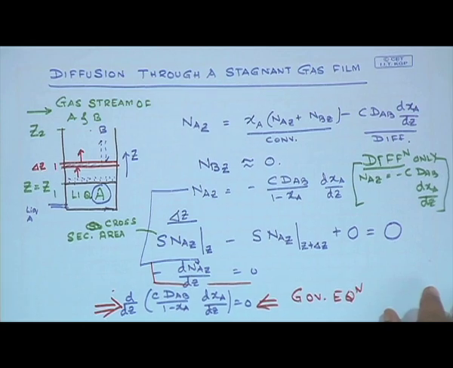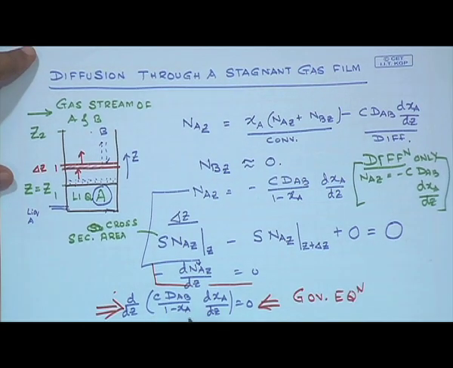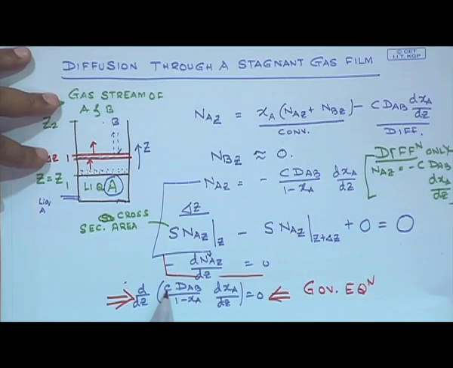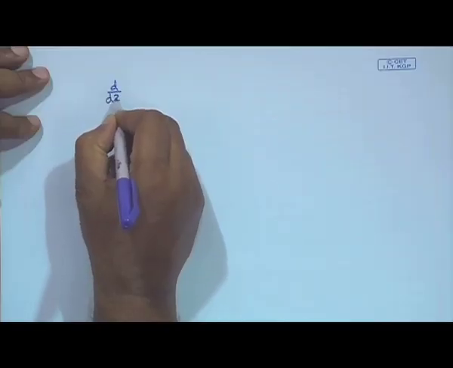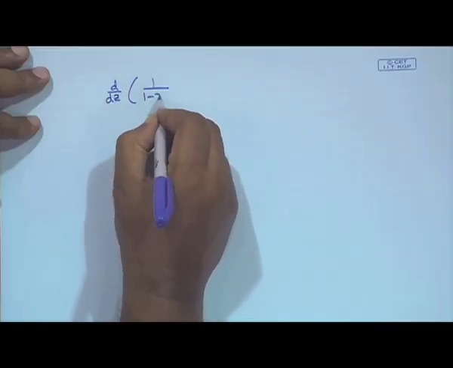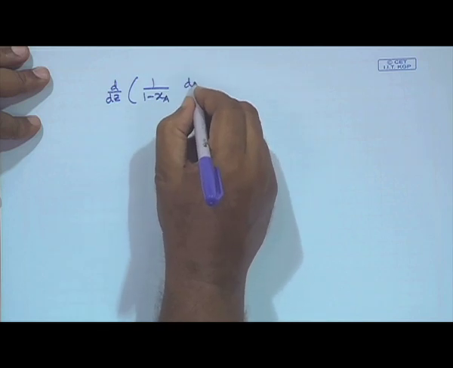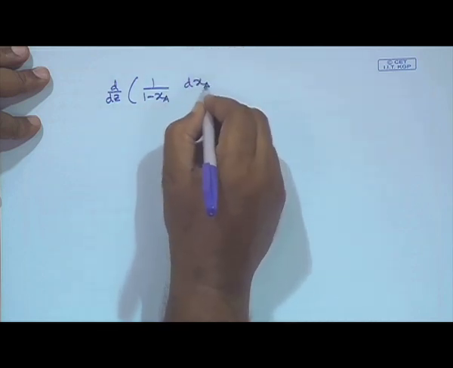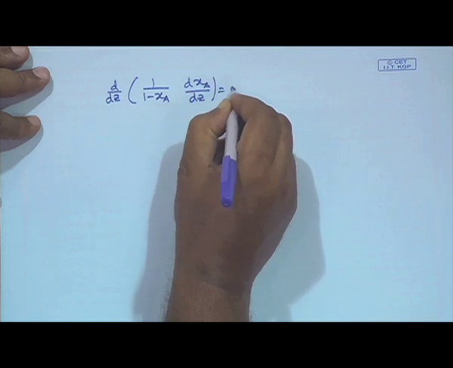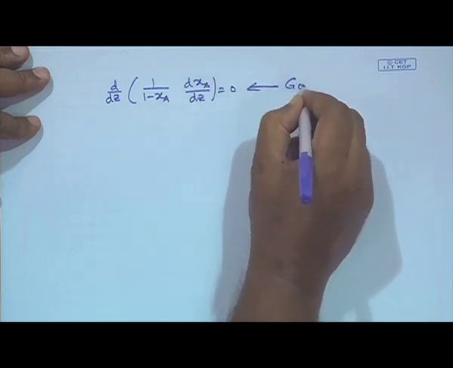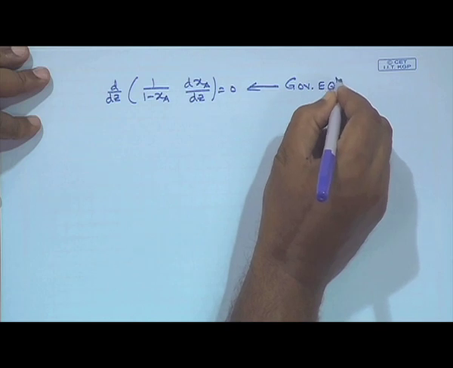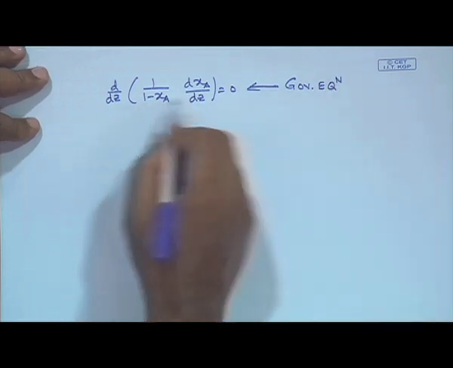Once I have that, I should be able to integrate it without any problem. If it is an ideal gas mixture, the concentration C is not going to be a function of z, and therefore C can be cancelled out. D_AB is also a constant. So the modified form of the governing equation would simply be 1 by (1 minus x_A) times dx_A/dz equal to 0. This becomes my new governing equation, since C and D_AB for this system are constants.